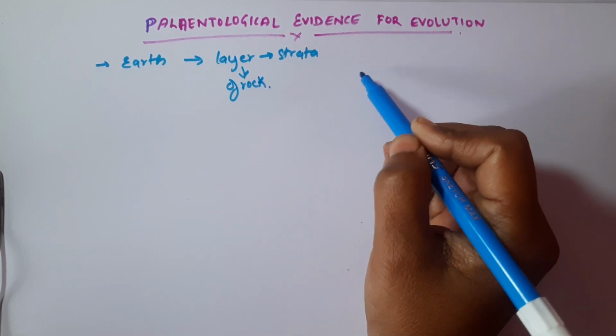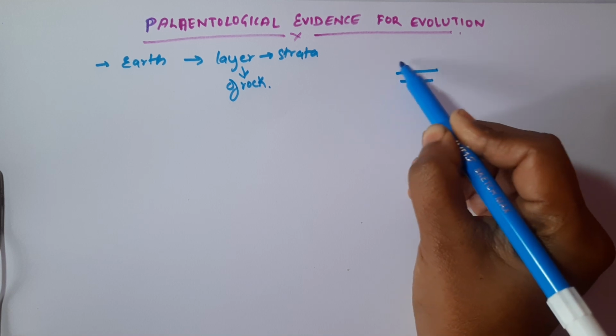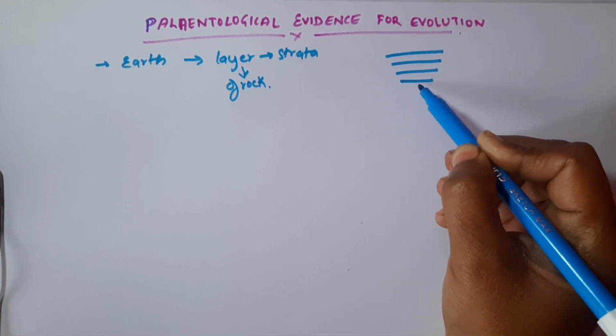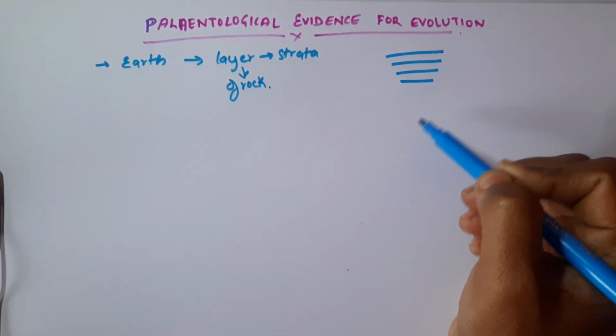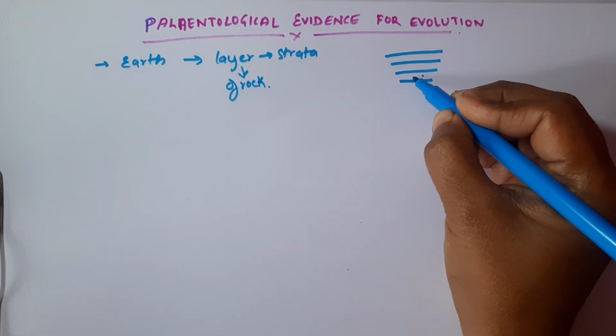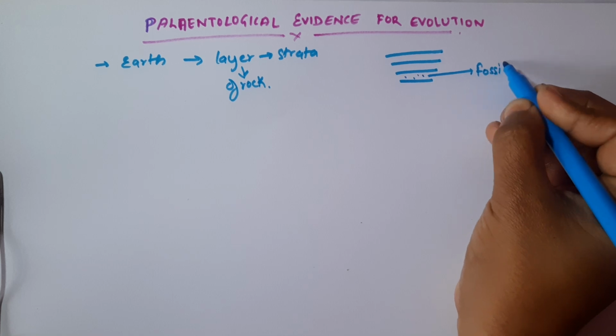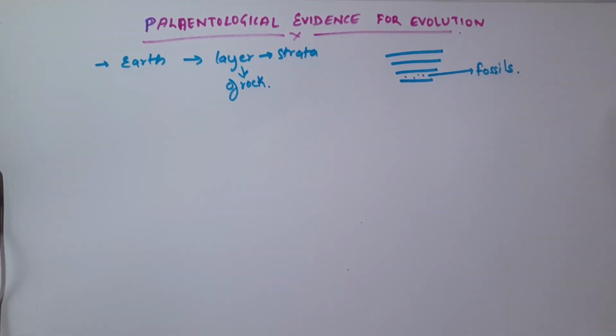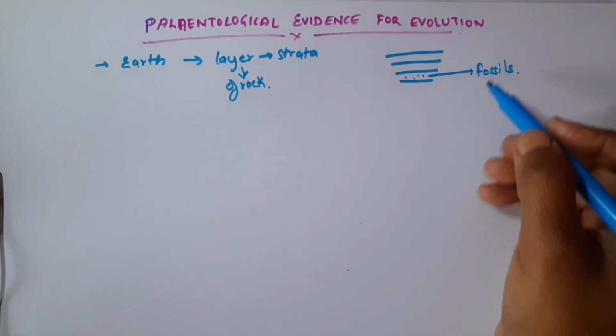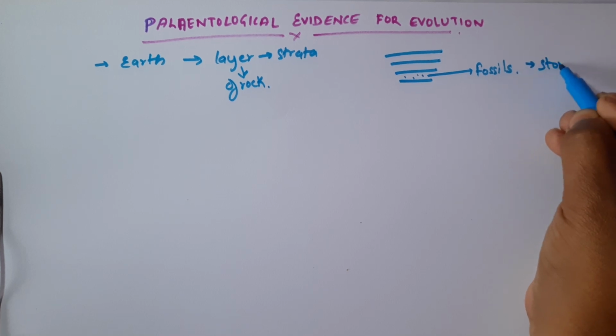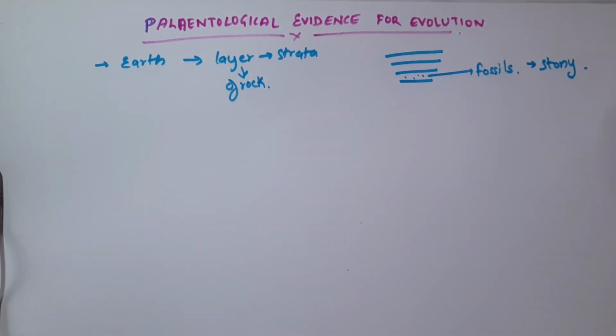During the process of the formation of these layers, some fossils get entrapped in between them. These fossils, which we can also see as imprints, get covered in a stony form with the course of time. These provide support to evolution.